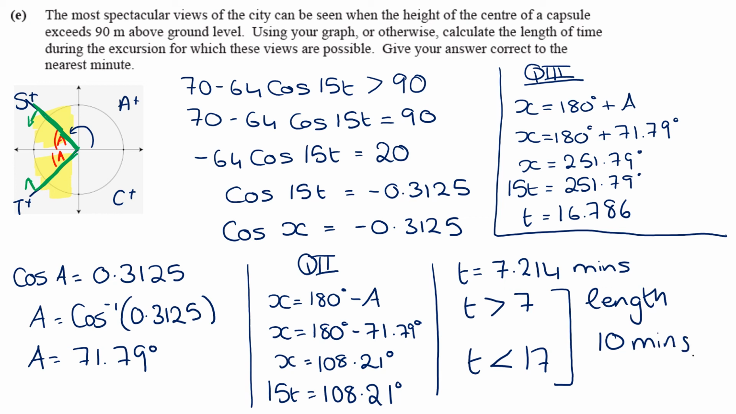Now, you could ignore that inequality completely there at the end. You can come along, take away your 16.786 and your 7.214. You roughly get 9.6-ish, which would round to your 10 minutes. The graph is a much easier option in this question. It's much quicker. This is worth 10 marks. You have about 5 minutes to do it. It's a lot of work. Now, hopefully this is an area that you can do quite quickly, but I would definitely look at the option of using your graph in this case instead.